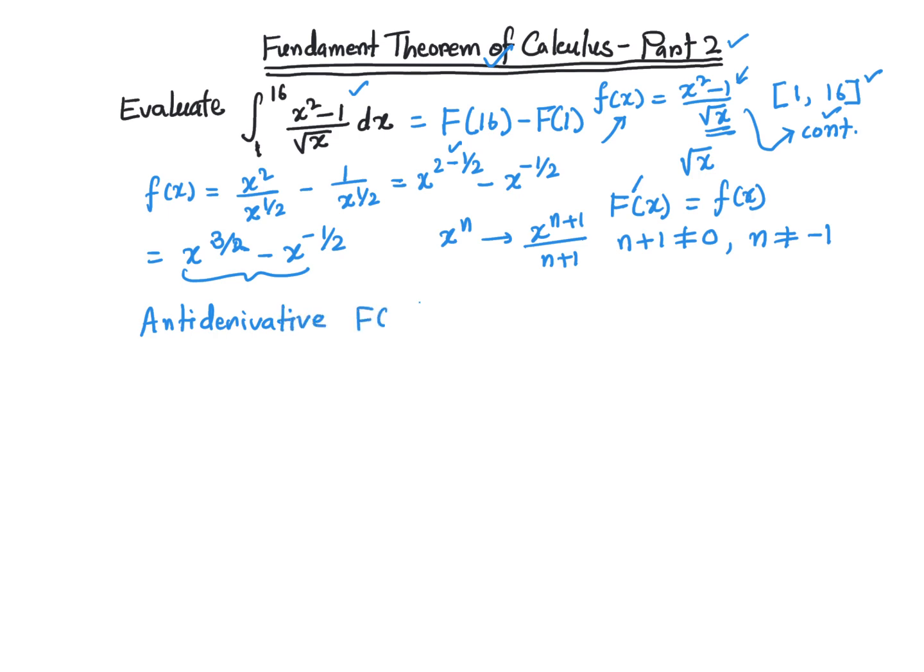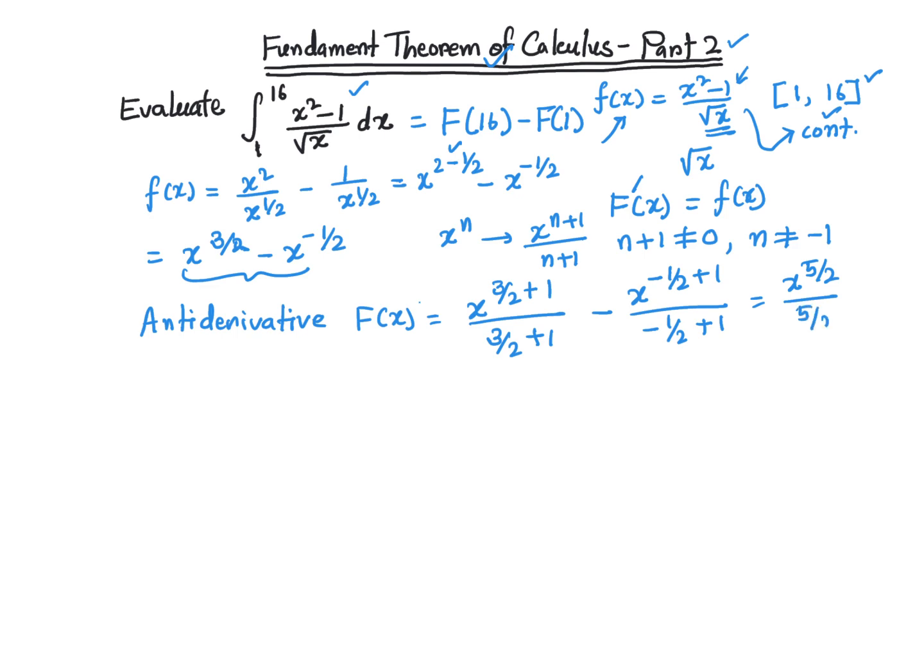F(x), uppercase F(x), is going to be x to the power 3/2 + 1 divided by 3/2 + 1, minus x to the power −1/2 + 1 divided by −1/2 + 1, which, by the way, comes out to x to the power 5/2 divided by 5/2, minus x to the power 1/2 divided by 1/2. And F(x) ultimately becomes 2/5 x to the power 5/2 minus 2 times x to the power 1/2, which is just √x.